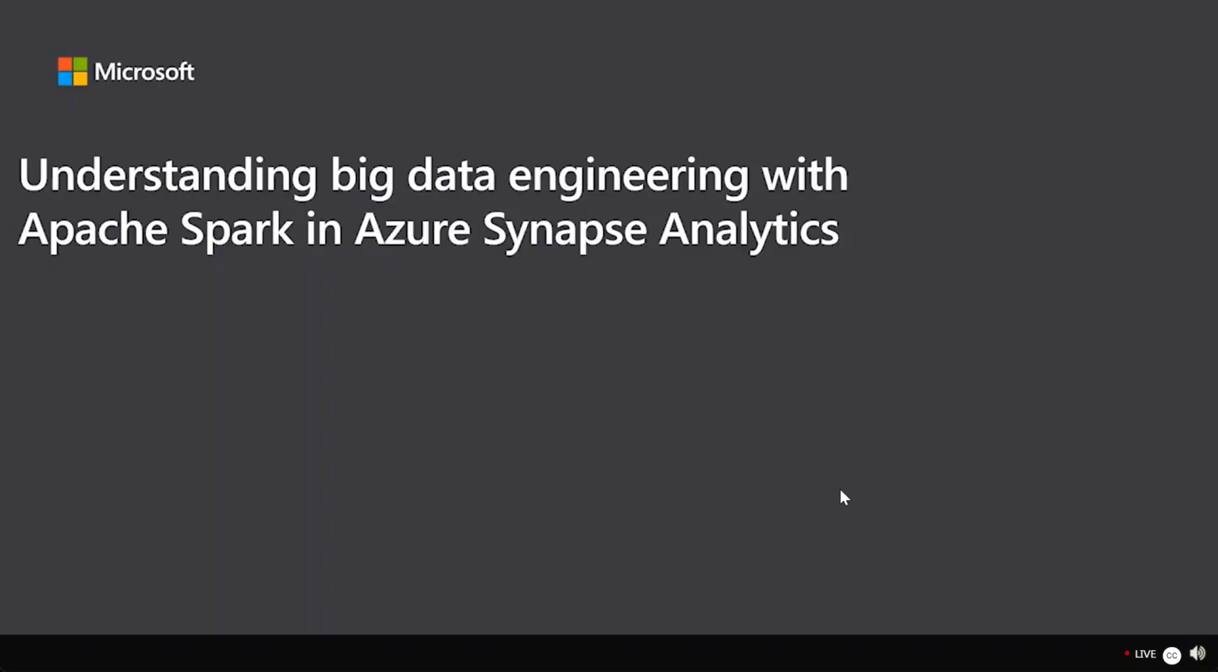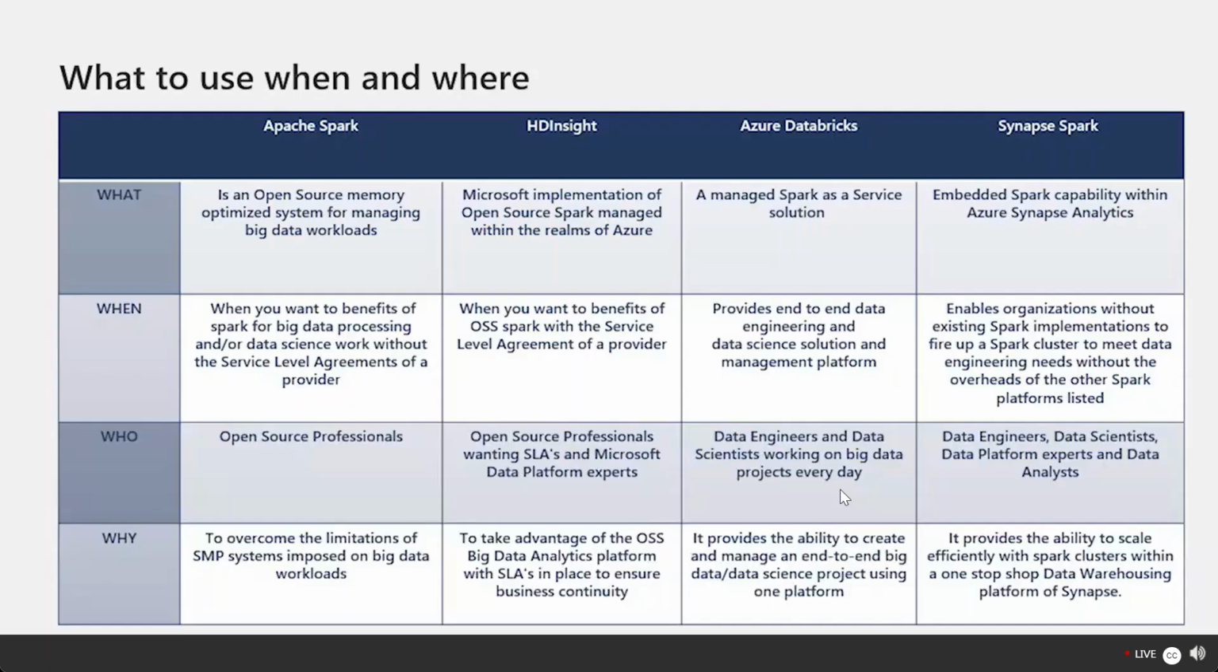Let's go over what Apache Spark pools are in Azure Synapse Analytics. Apache Spark is an open source memory optimized system for managing big data workloads, which is used when you want a Spark engine for big data processing or data science where you don't mind that there is no SLA provided. Usually, this is of interest to open source professionals, and the reason for Apache Spark is to overcome the limitations of what is known as SMP systems for big data workloads.